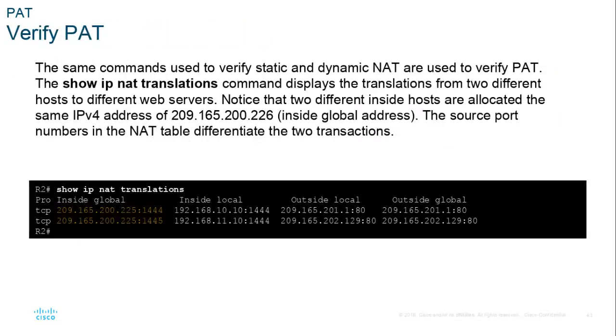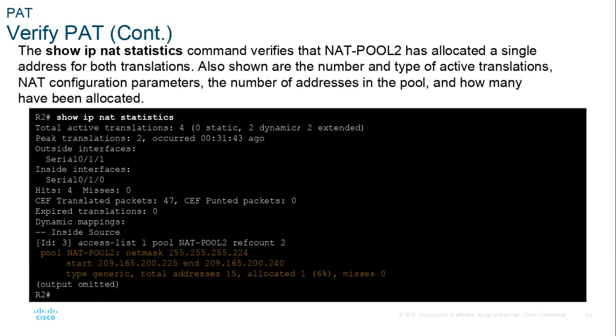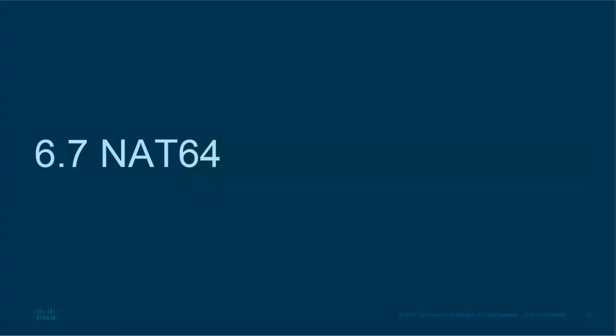We can verify port address translation by using the same command, show IP NAT translations. And we can see whether the outside global addresses are using the same address or whether they're using different addresses. So looking at this print, we can see that the outside addresses, well, one's 201.1 and one's 202.129. They were given separate outside addresses. Show IP NAT statistics will show us that it's a single address for both translations. It shows us a bunch of other extra, more detailed, verbose information about what's being allocated.